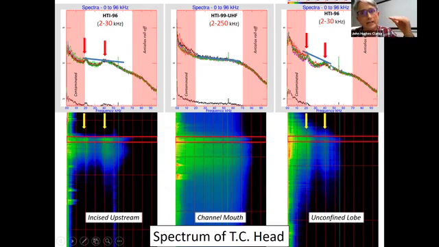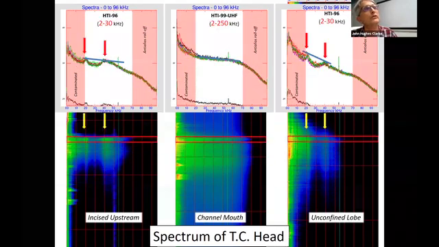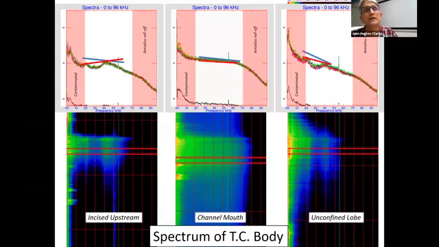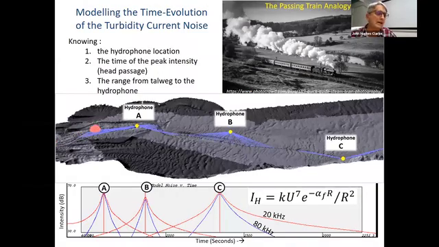Now let's go from the head to the body, and you'll notice a significant change, not just in noise level, but spectral slope. This is something we believe is going to be very good for actually identifying what's going on. So I want to finish with a model I've been trying to develop of what you would hear if you're a hydrophone and the turbidity current goes by.